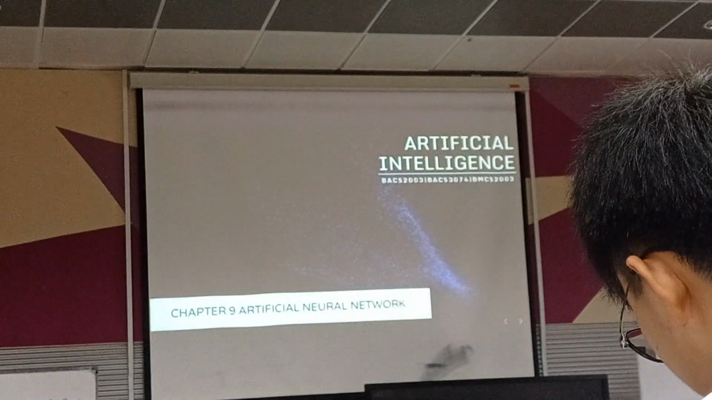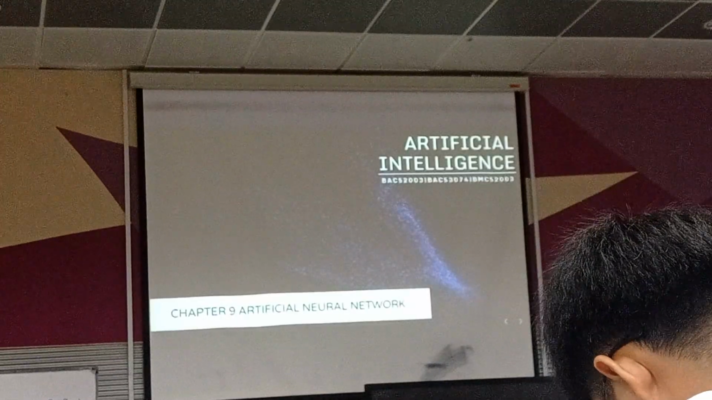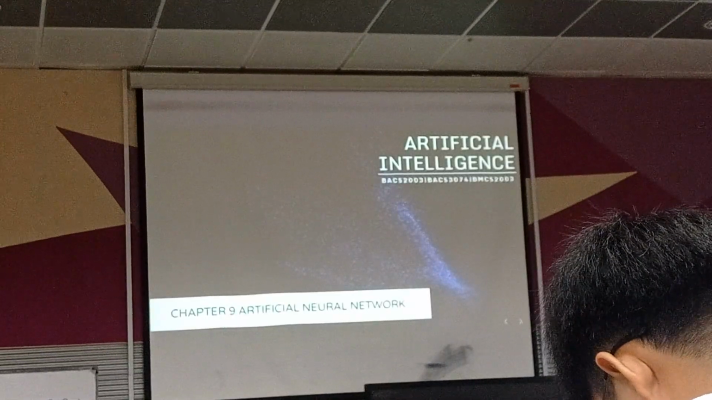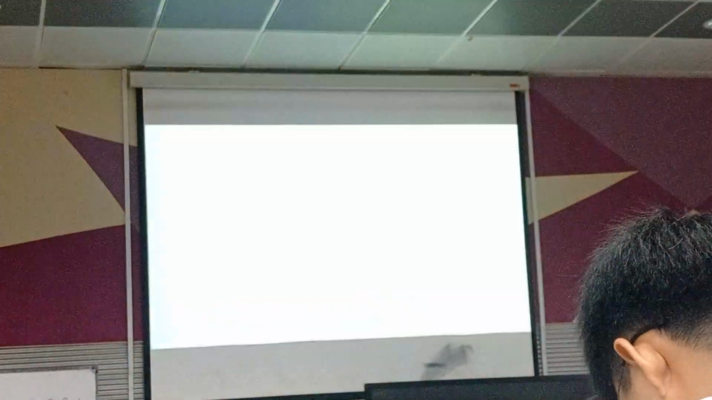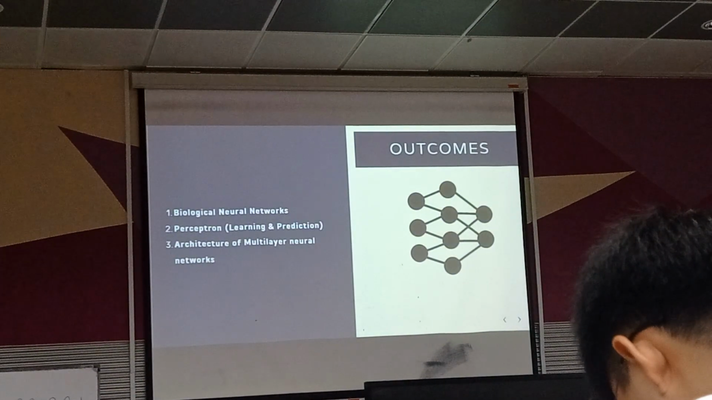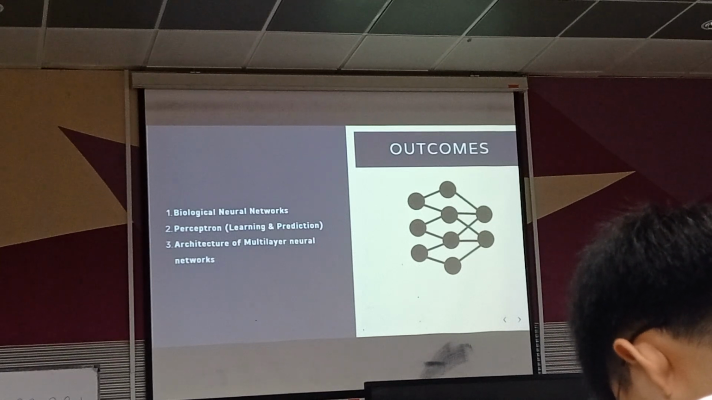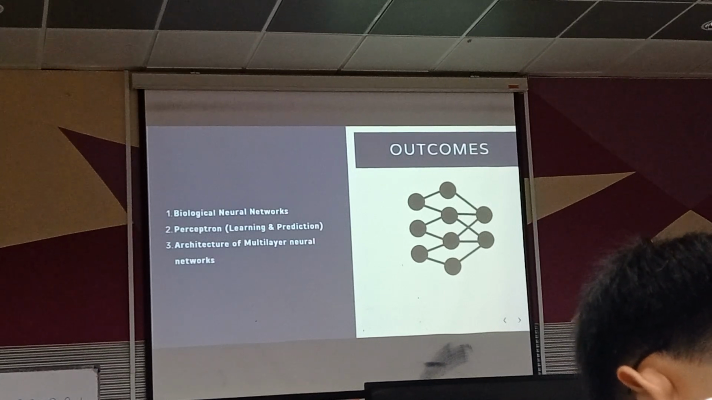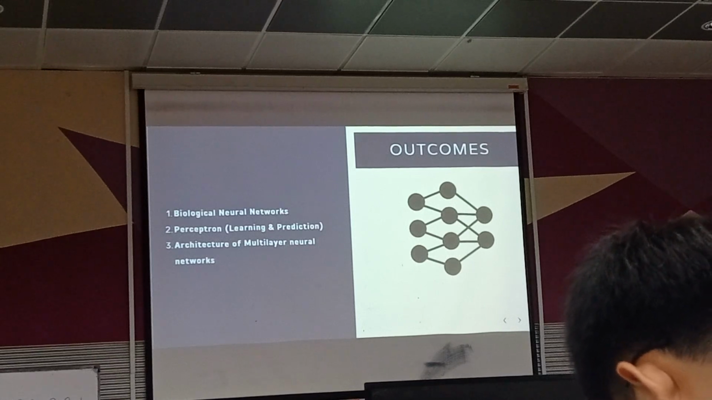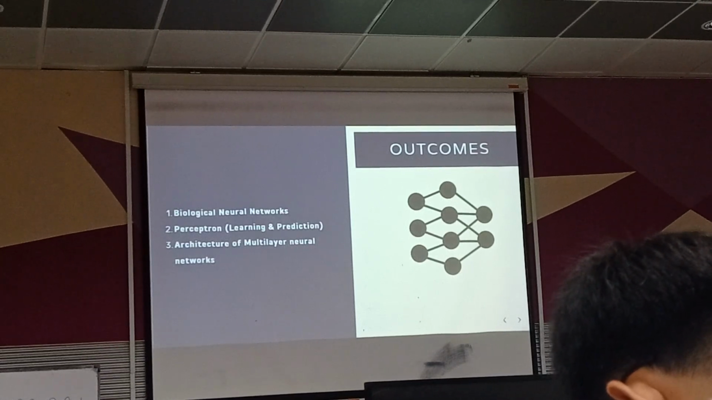So now let's move on to chapter 9, which is known as artificial neural networks. What are we going to cover in this chapter within these 2 hours? We will cover a little bit of neuroscience, which is called biological neural networks, also known as BNN. Sometimes it's known as the brain. What are the components inside BNN, what are the functions of each component, and how they are connected to each other, and so on and so forth.